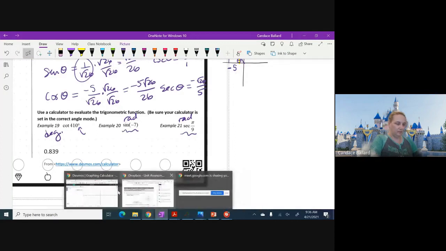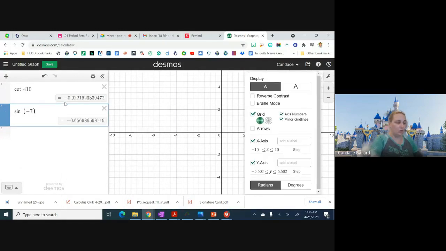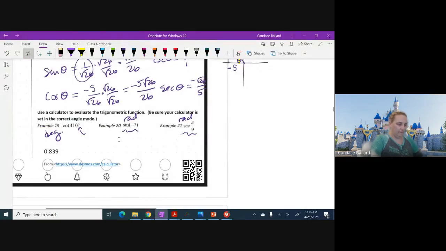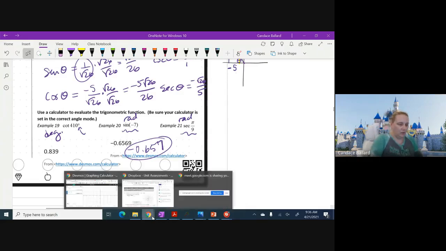All right, the next one is in radian mode, so it is the sine, and I'm going to use parentheses, of 5π/7. But again, that's degree mode. I need to flip this back into radian mode. This one would now be, oh, it looks like I'm going to have to round, so it would be negative 0.657. Okay.